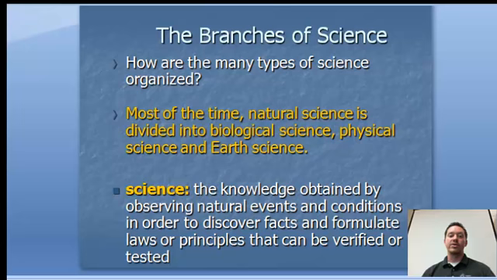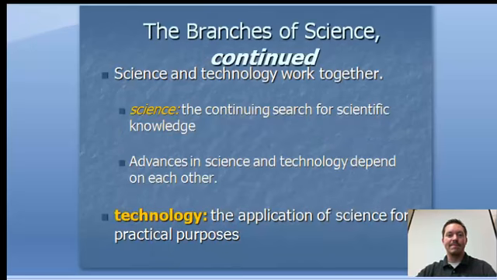Just to get a general definition of science, this is the knowledge obtained by observing natural events and conditions in order to discover facts and formulate laws or principles that can be verified or tested. And then science and technology can work together. So with science, we have the continuing search for scientific knowledge. And advances in either science or technology do have some dependence on each other. And then finally on this slide we've got technology, which is just the application of those sciences to practical purposes.